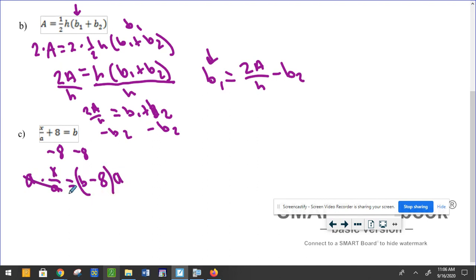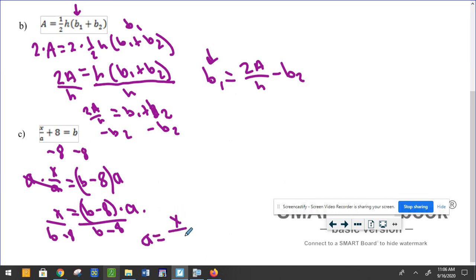Okay, so now the a is gone from the left side, and you have x is equal to b minus 8 multiplied by a. I want to get a by itself. The b minus 8 is multiplying the a, so we're going to get rid of that by dividing by the entire expression b minus 8. And you end up with a is equal to x divided by b minus 8. Okay, so again, we got a by itself there.